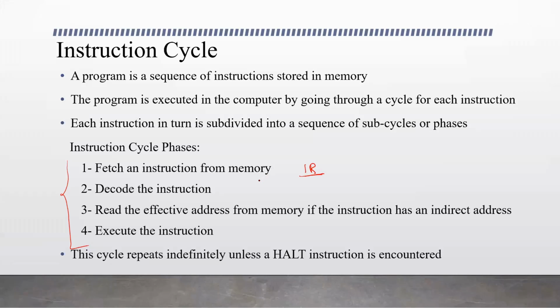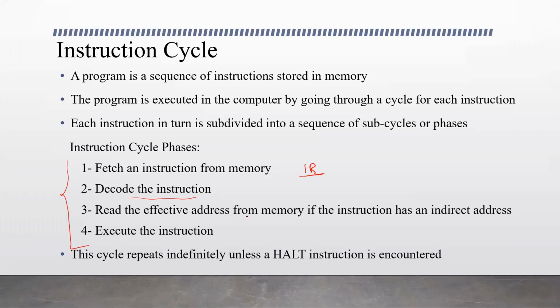For the computer to understand what operation is to be performed, the instruction needs to be decoded, and where the operand is located. All this needs to be identified. For this, we decode the instruction. And after decoding, when the operation is known, read the effective address from memory if the instruction has an indirect address. If it has a direct address, during the decode phase only we will get the address. When the address is moved to the address register, we will have the direct address, meaning the effective address. But in case of an indirect address, we need to find the effective address of the operand.